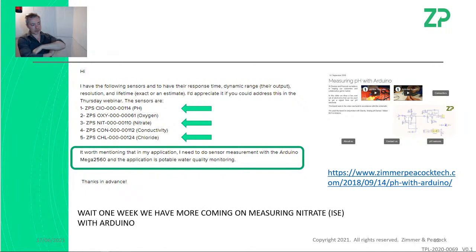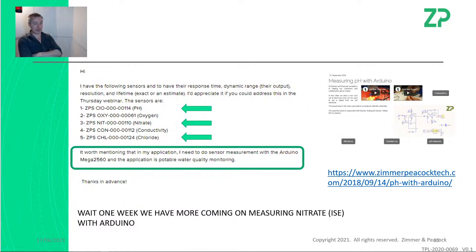Just wait 1 week though, because we've been doing some work for measuring the nitrate sensor using Arduino. So I would recommend just waiting a week or so, and we will put some more material up about measuring the nitrate sensor specifically with Arduino. So we're going to update this page with some more information.